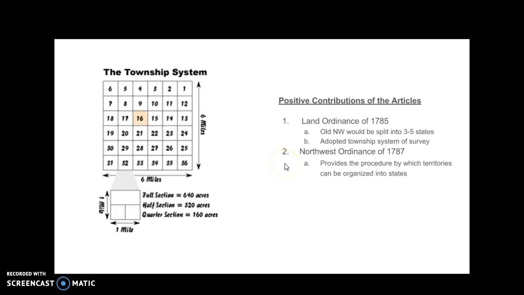The next piece of legislation that is passed is the Northwest Ordinance of 1787. This is going to provide the procedure by which territories can be organized into states. So the land ordinance is going to divide the land up and make sure that the sale of this land is going to be done in an orderly process. And the Northwest Ordinance of 1787 provides the procedures by which territories can be organized into states. When a territory gets 5,000 free male inhabitants, Congress appoints a governor and a territorial legislature may meet. Once you get to 60,000 inhabitants, the territory could write a constitution and submit it to Congress. If Congress approves, then statehood was granted.